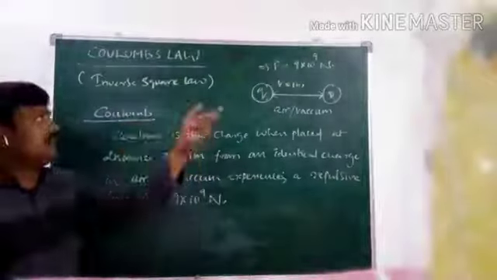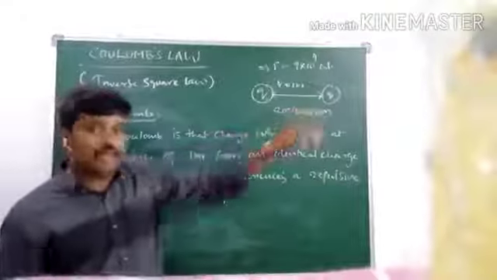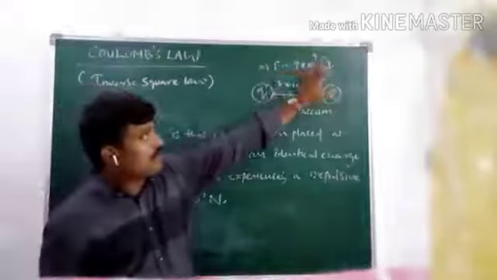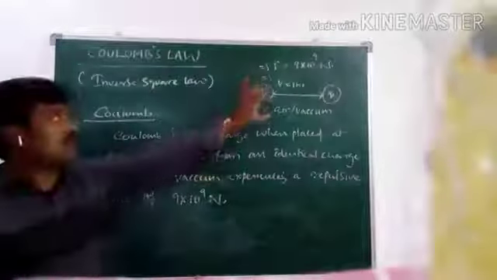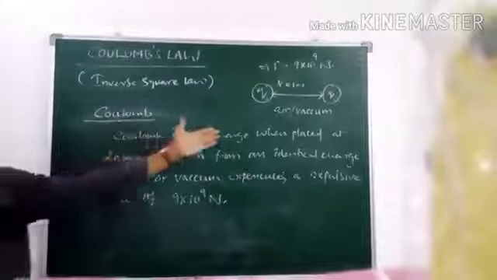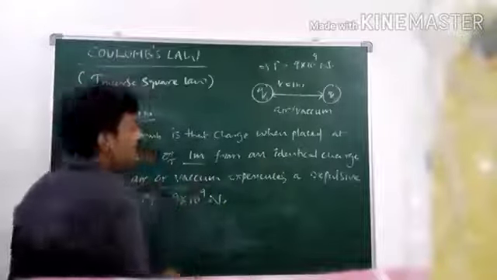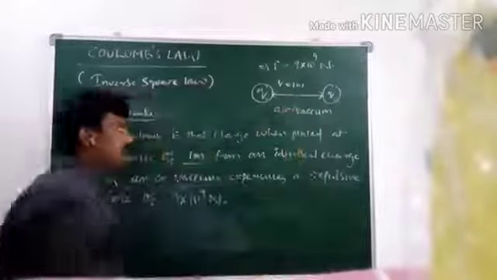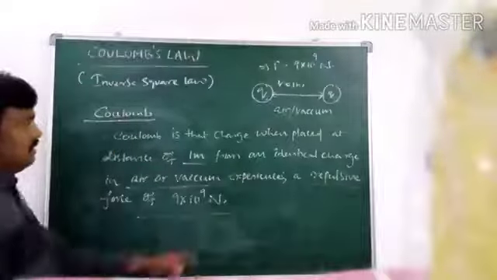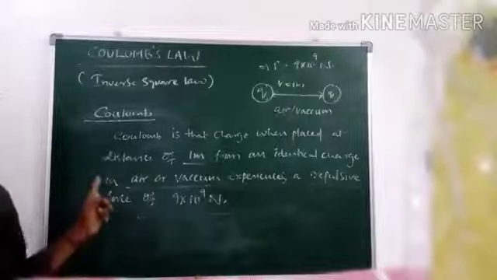I will repeat once again. If two identical charges are separated by a distance of 1 meter in air or vacuum, and if the force of repulsion between the two charges is 9 into 10 to the power of 9 newtons, then we can say that the magnitude of this charge is going to be 1 coulomb. And we can define it like this. Coulomb is that charge which, when placed at a distance of 1 meter from an identical charge in air or vacuum, experiences a repulsive force. Why? Because these are two identical charges here. So then they experience a force of 9 into 10 to the power of 9. So the magnitude of that charge is said to be 1 coulomb. So we have to write the definition, and this definition is going to be important.